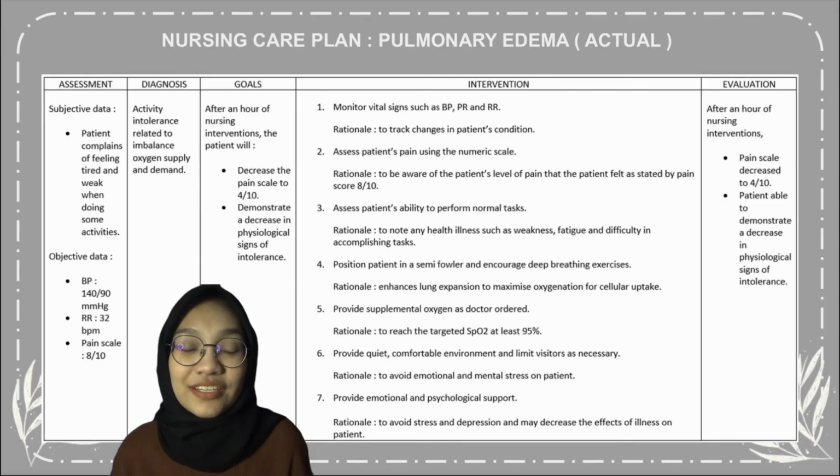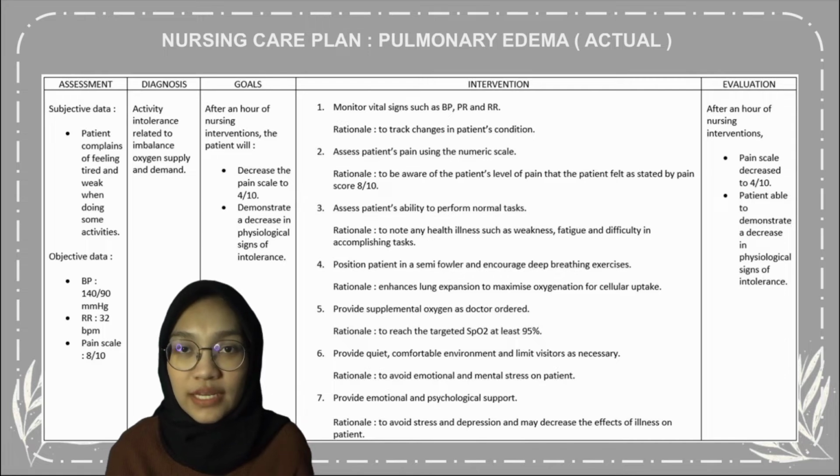So the first actual nursing care plan will start from me. I will be presenting the assessment, diagnosis, the goals, and the first two interventions. I'm going to start off with the assessment. Assessments are divided into two data types, which are subjective data and objective data. For the subjective data, the patient complained of feeling tired and weak when doing some activities. For the objective data, we have observed the vital signs. The blood pressure was 140/90. The respiratory rate was 32 per minute, and the pain scale is 8 out of 10.